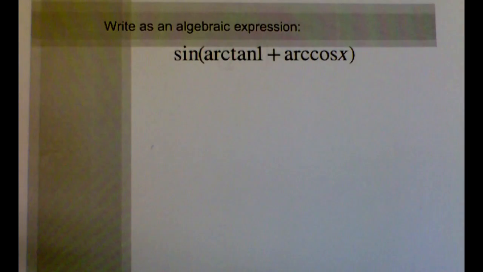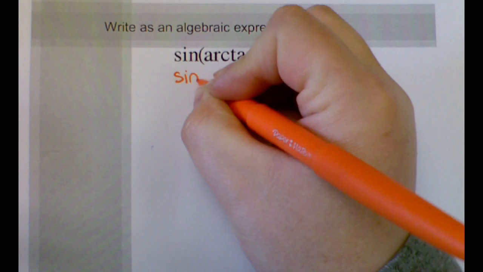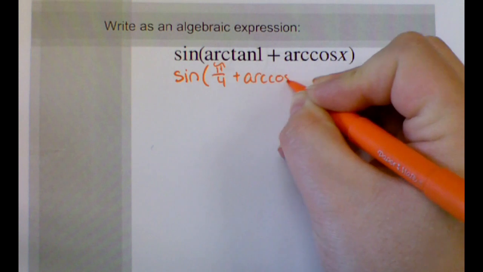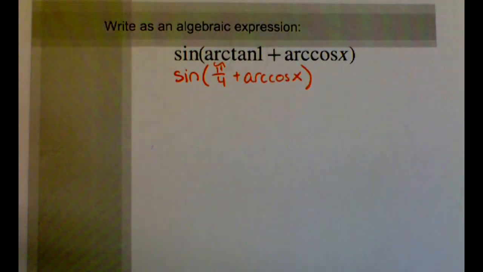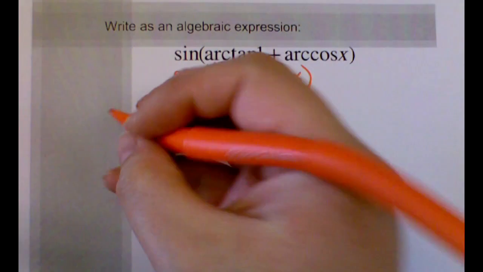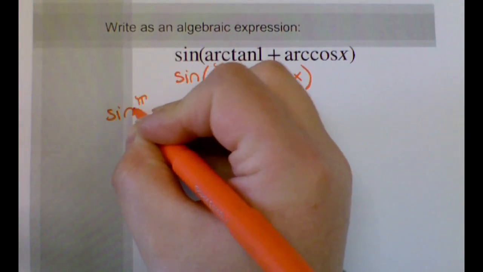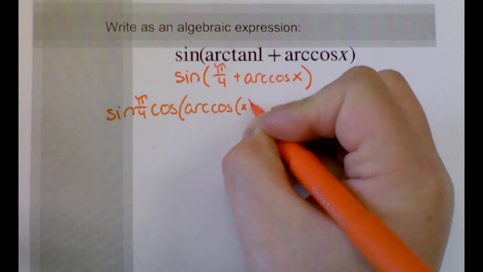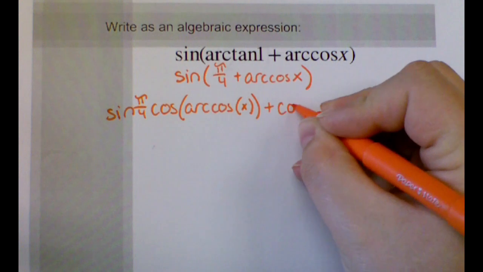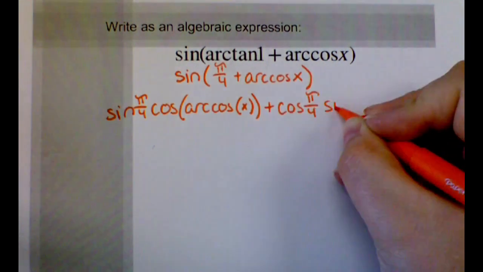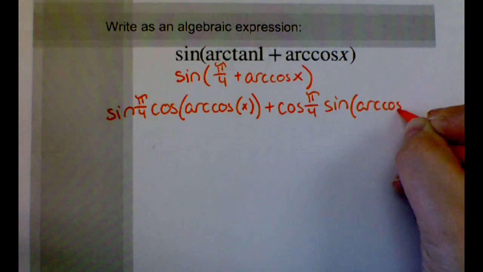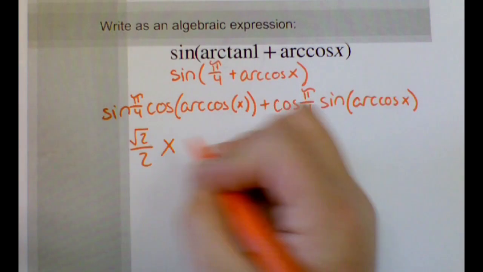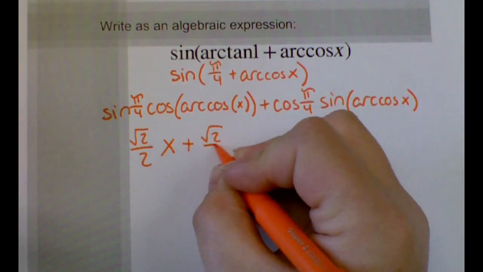All right, so we have the sine of pi over 4 plus arc cosine of whatever x is. Using what we just used, we'll rewrite this as sine of pi over 4 times cosine of arc cosine of x plus cosine of pi over 4 times sine of arc cosine of x. All right, sine of pi over 4 is square root 2 over 2. Cosine of arc cosine is x. Cosine of pi over 4 is square root 2 over 2.